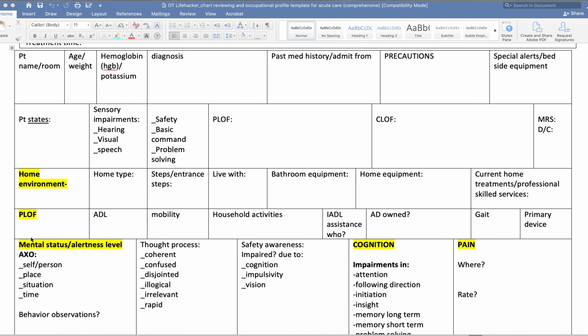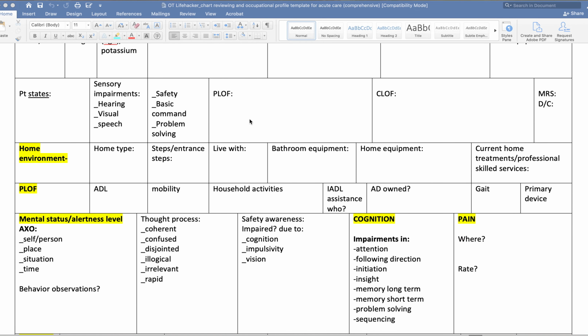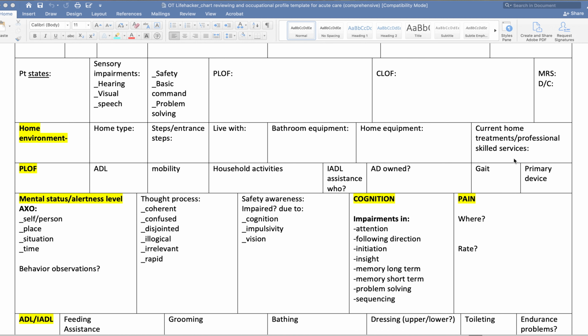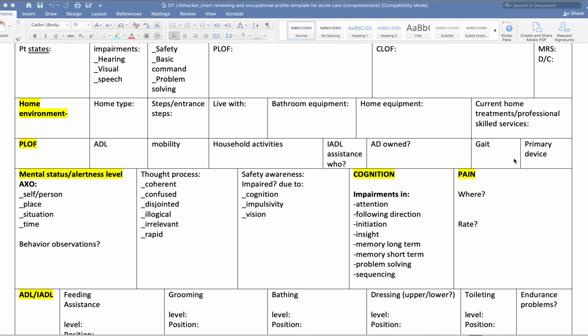So this is slightly different from prior level functioning because it's going over what their home was like. If they have steps, did they live with anyone, the bathroom equipment, any adaptive equipment they had. Prior level functioning indicated like min assist, independent, and things, because again you're looking at what was their ability functioning back in their previous setting. And then current home treatments or professional skilled services they receive.